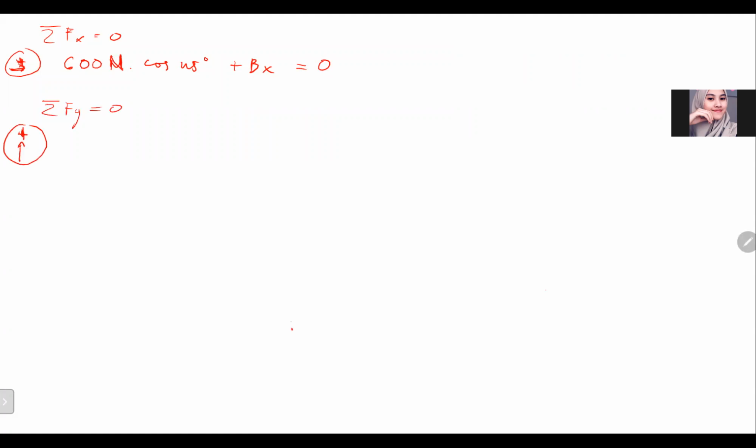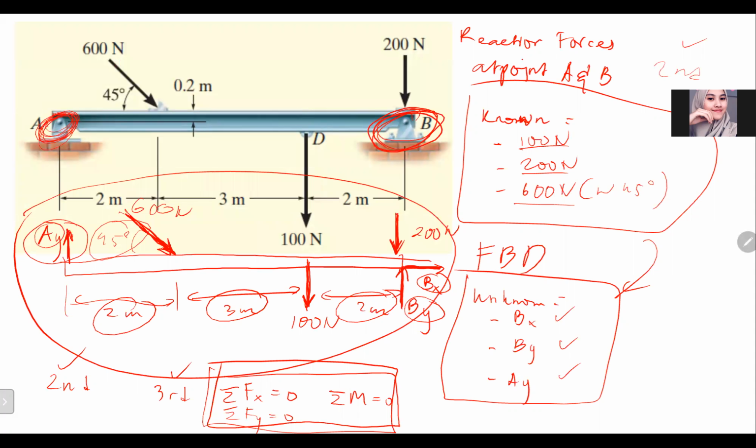Still, Nia, try to help me to solve it. What forces are going up or down vertically? So going vertically, By, and Ay. And for the down direction, it is 100 newtons, and 200 newtons, and 600 sin 45. It's going down as well.